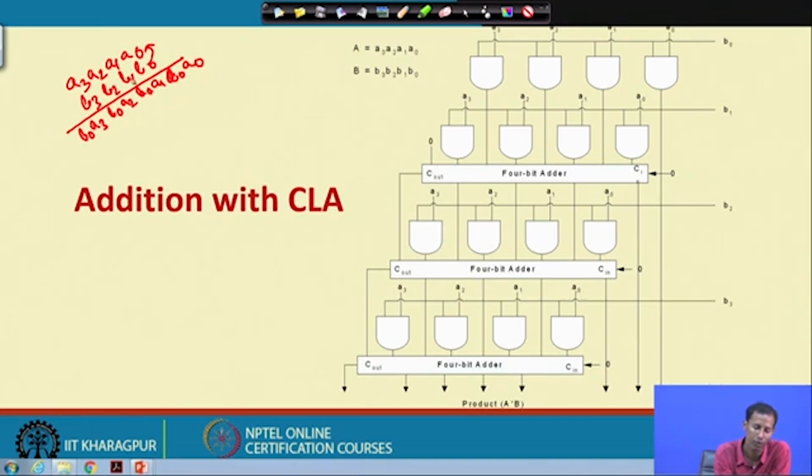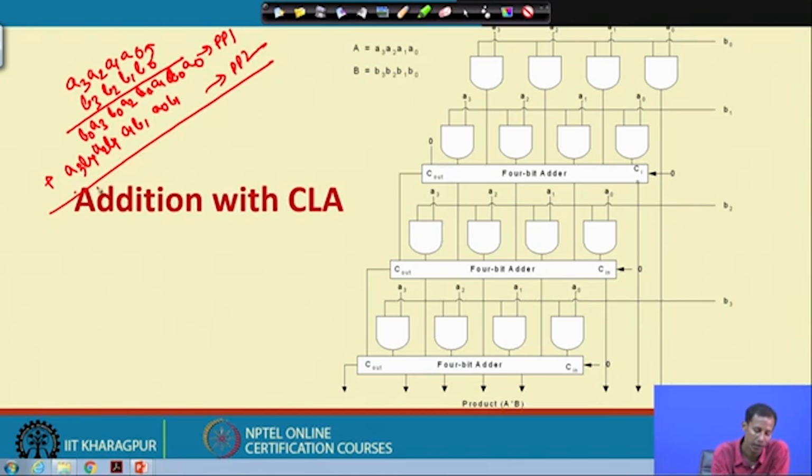Then that will be 1 bit shifted for B1, and B1 will start from here. So, it will be A0 B1 plus A1 B1 plus A2 B1 plus A3 B1. Okay. Then what will happen? This is partial product 1, this is partial product 2. So, this will be added. Okay. So, after addition what will I get? I will get sum 4, sum 3, sum 2, sum 1, sum 0. Okay. And therefore, there will be carry 1 also.